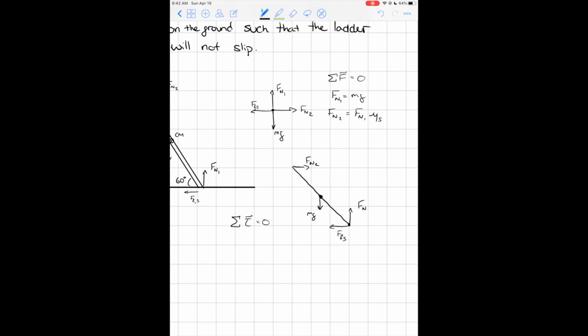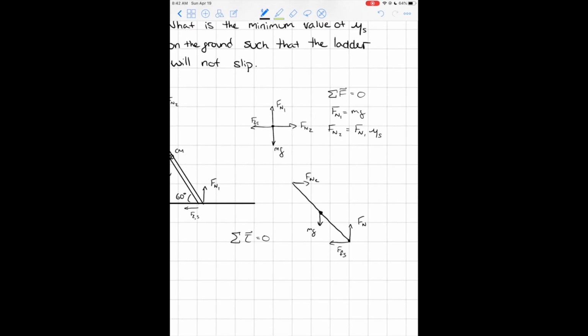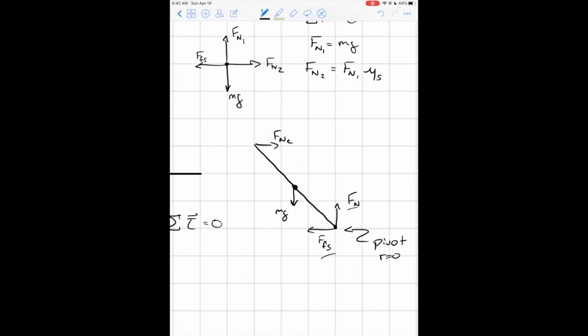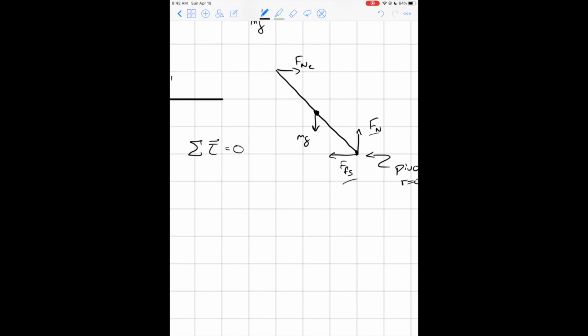That's fine. I like to try and put the pivot point where there is a collection of forces working on the same point. So I would put the pivot point right here, because if I put the pivot point here, that means R equals 0. And if R equals 0, these two forces don't actually apply any torques. So it actually just simplifies my problem. That's why I like to choose the pivot point wherever there is a collection of forces in one location.